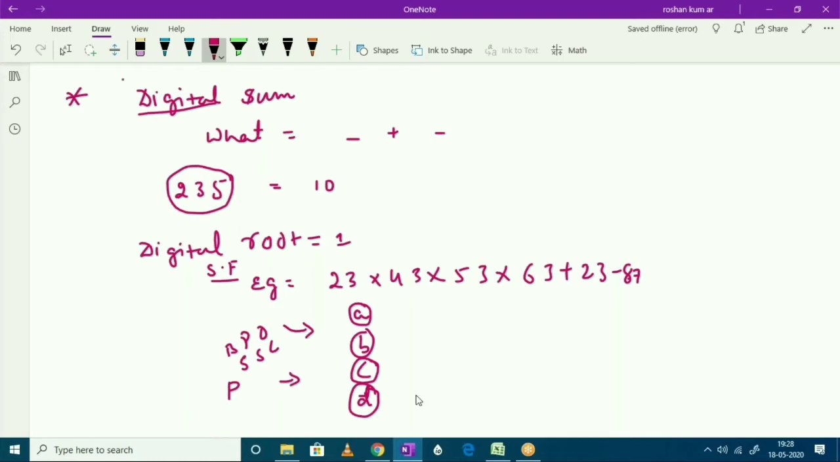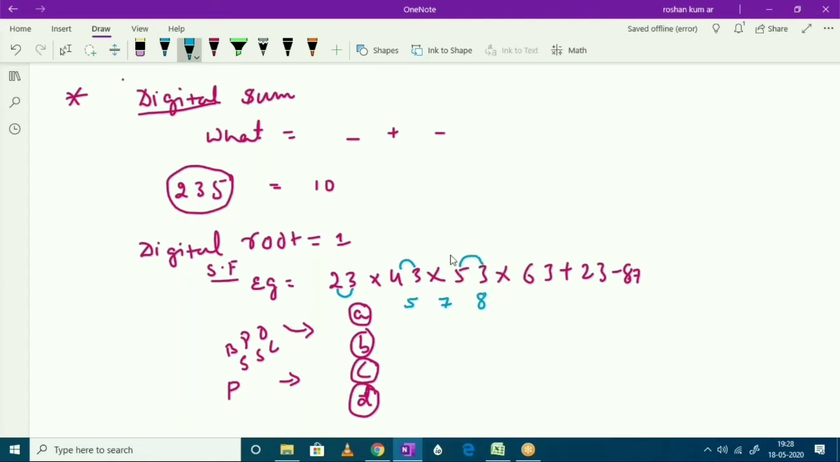We will never go back and directly multiply it. I'll do the calculation in terms of digital sum. What is the meaning of it? It means that I'll find the digital sum of each and every number. What is the digital sum of the first number? 2 plus 3, 5. The next number? 4 plus 3, 7. The next number? 5 plus 3, 8.